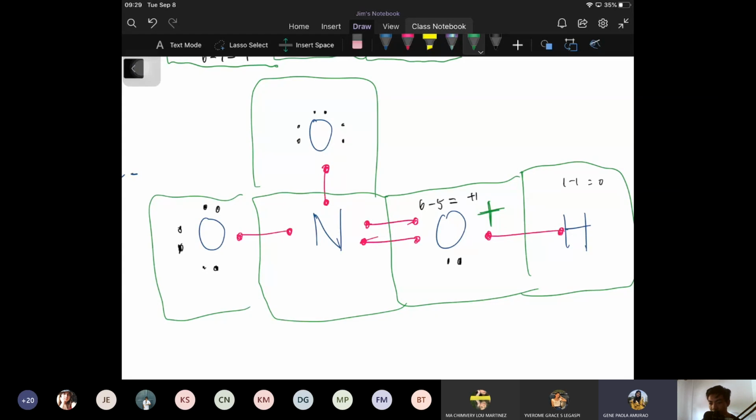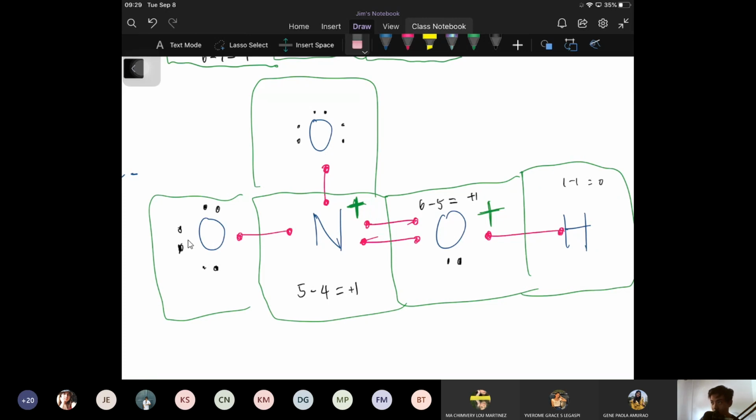Positive 1. How? Because the valence electron is 5. Available electrons, or how many do you have? 1, 2, 3, 4. So only 4. 5 minus 4 is 1. Positive 1. That means nitrogen will bear a positive 1 charge. Okay, just plus na lang pala, no need for the 1.